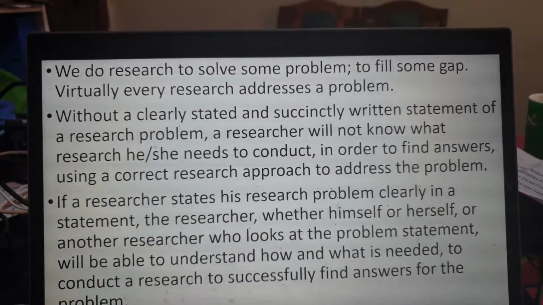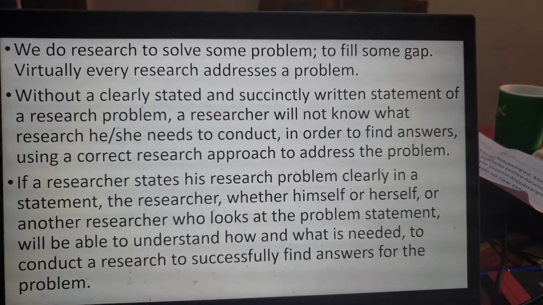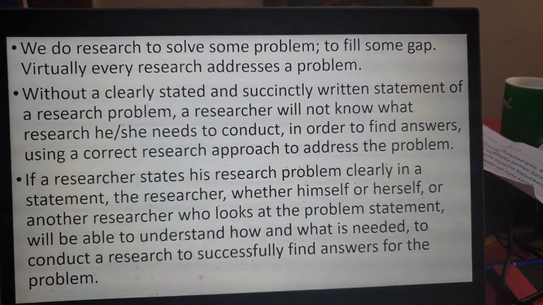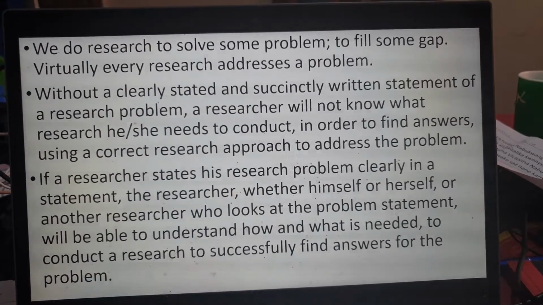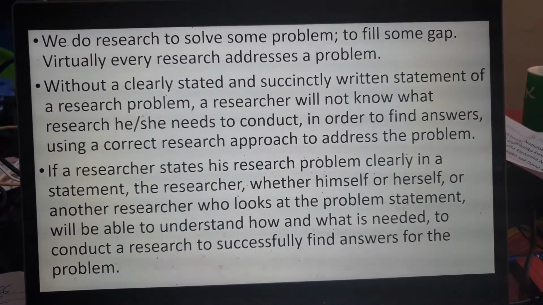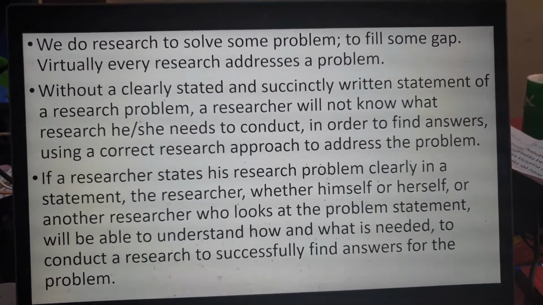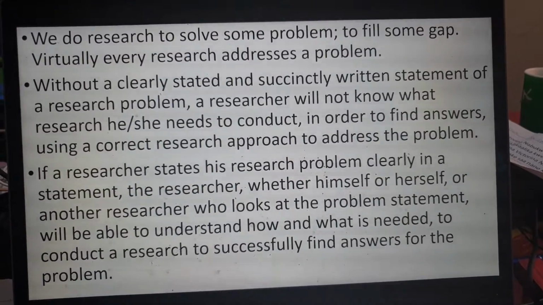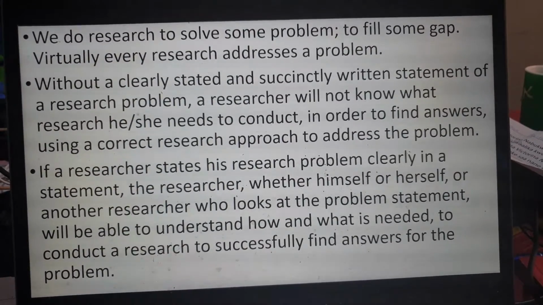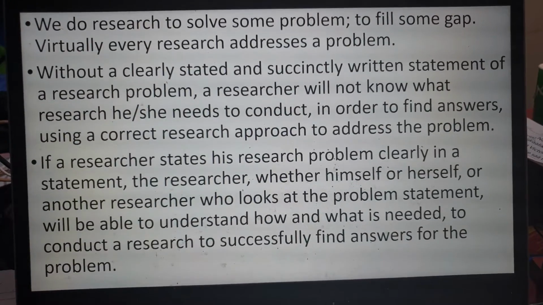And what are we saying? Yes, we do research to solve some problem, to fill some gap. And indeed, virtually every research addresses a problem. I've not seen any researcher that doesn't address a problem. Whether it's a gap in knowledge or a policy problem, it is always addressing a problem.